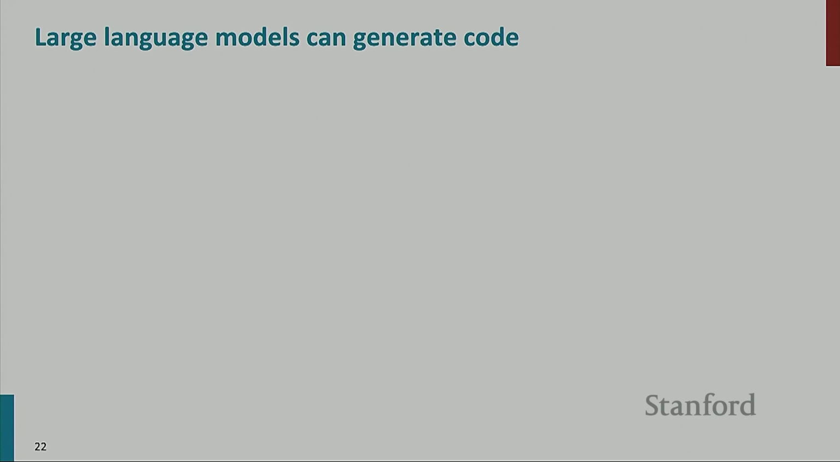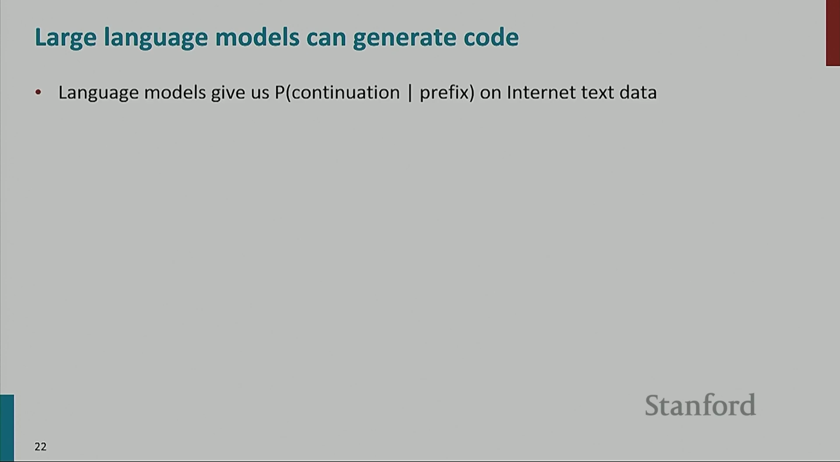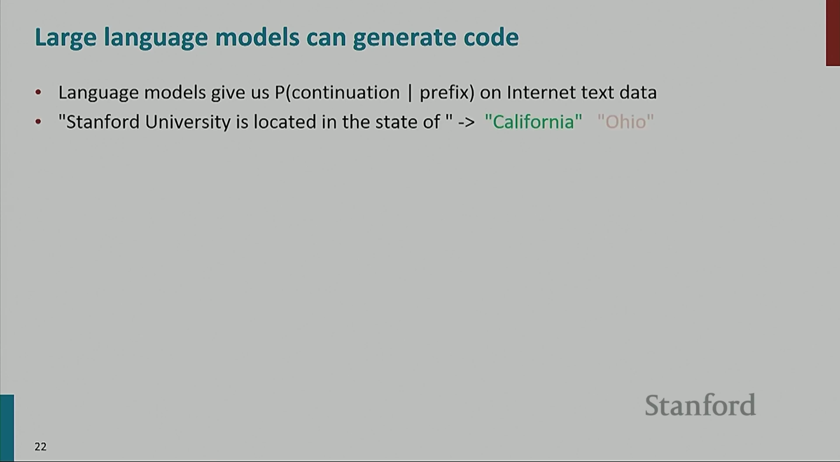So we've been talking a lot about language models in the class. And as you know, if I give a prefix of anything that can show up on the internet, the language model gives me a distribution of what can come next. For example, if I say Stanford University is located in the state of, the model, having been trained on Wikipedia and other sources, would put much higher probability on the sentence continuing with California rather than another US state.